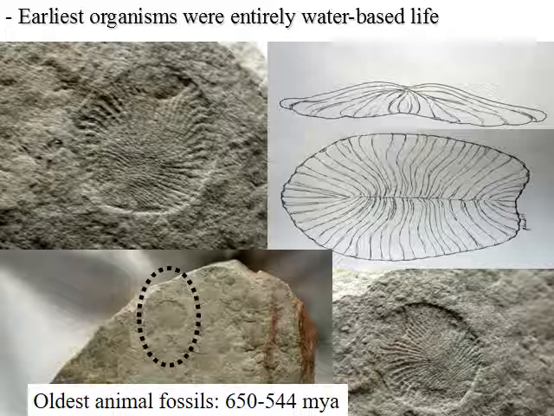And then the earliest true multicellular organisms are still entirely water-based. Even this thing here, which is in fact the oldest animal fossil you can find on Earth, at 650 to 544 million years ago, notice we're not talking billions, just millions of years, looks like something that would live only in a water environment. There's no way this thing lived on land based upon its structure and geometry.